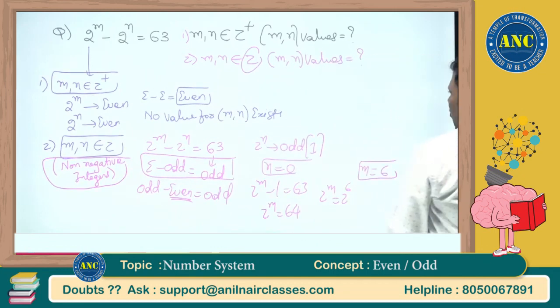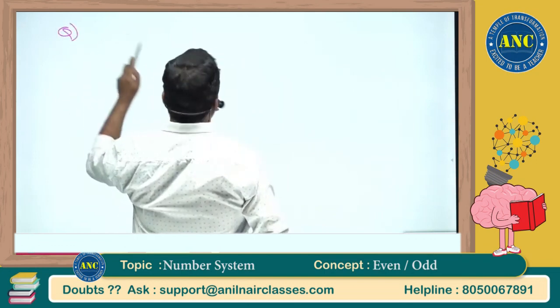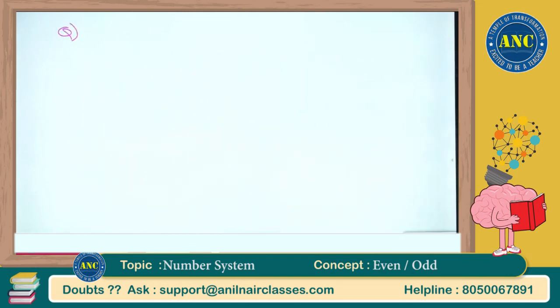This kind of question comes very repeatedly in your examination. Next one. One minute, sir. A square plus B square equivalent to C square. Please write down, sir. A square plus B square equivalent to C square. Next question. Please write the question down, sir. All are very interesting questions.